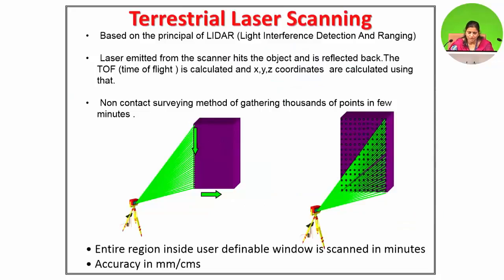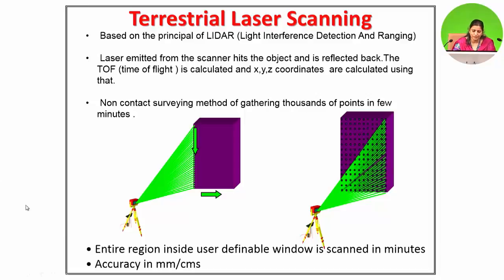The second type of technique used for ground-based 3D modeling was terrestrial laser scanning. As we have already discussed, it is based on the principle of LIDAR. It is light detection and ranging. Laser emitted from the scanner hits the object and is reflected back. The time of flight is calculated and XYZ coordinates are calculated using the time of flight. It is a non-contact surveying method of gathering thousands of points in a few minutes.